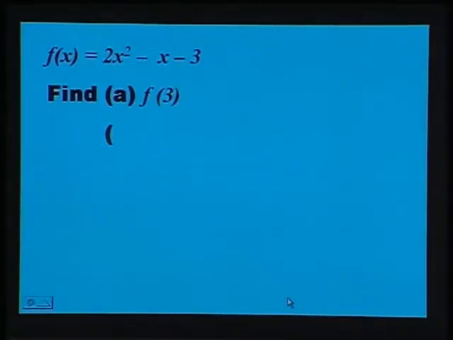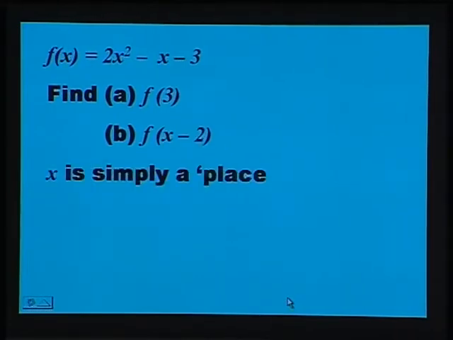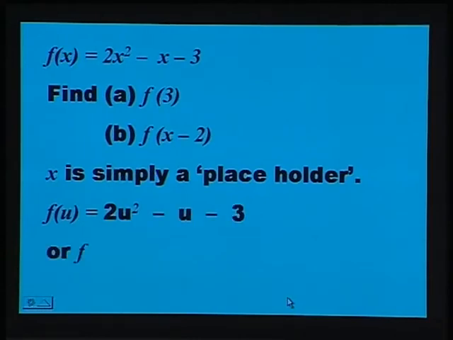So let's take an example. If f(x) equal to 2x squared minus x minus 3, let's find the value of f(x) when x equal to 3 and f(x minus 2). Note that in a function, x is simply a placeholder. That is, anything can be substituted in the place of x.